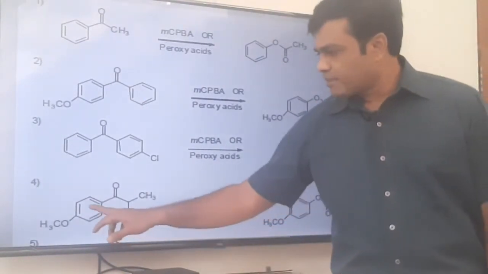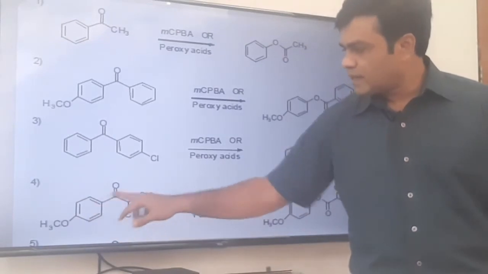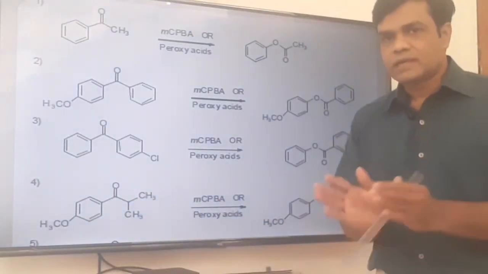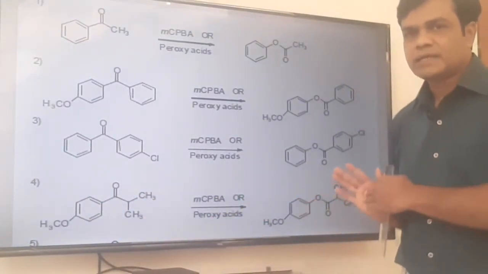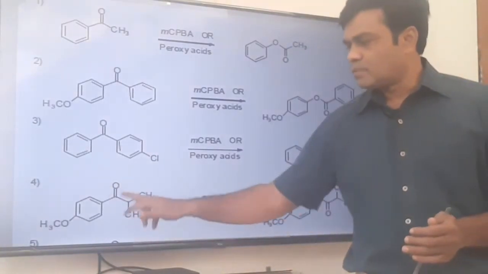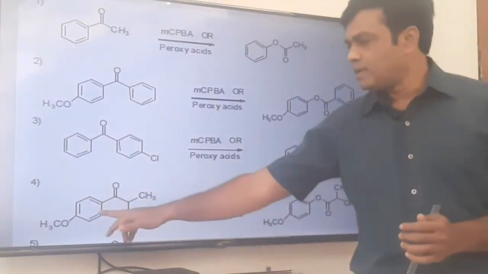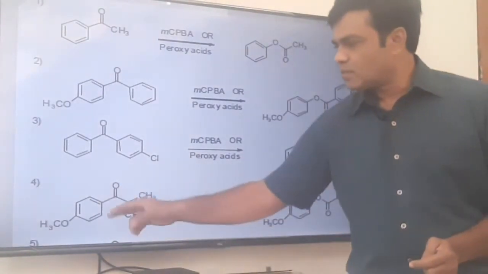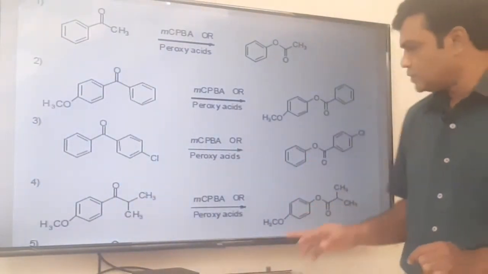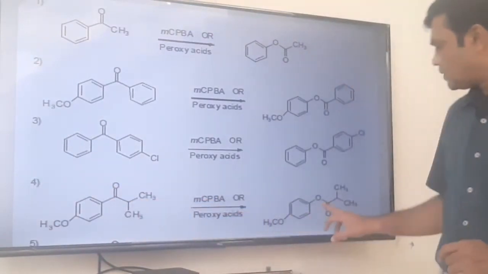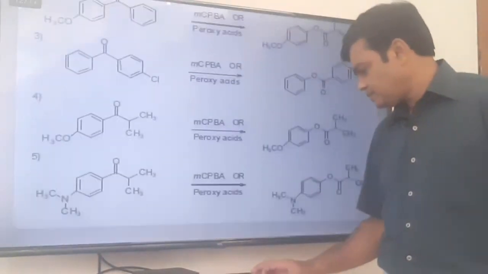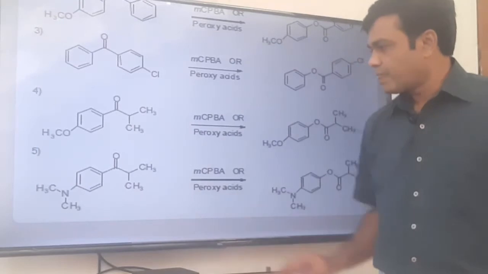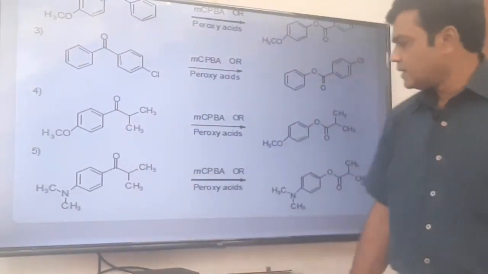Here see, generally when one ring is aromatic and the other is an aliphatic chain, if the carbonyl group is surrounded by one aromatic ring and one aliphatic group, the oxygen is always incorporated from the aromatic side. No issue is there. Oxygen is incorporated from this side, because this is aliphatic and this is aromatic.